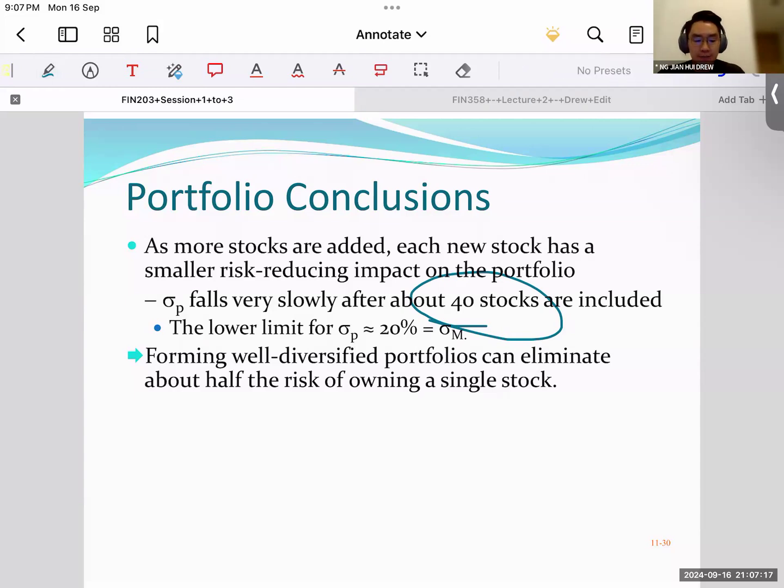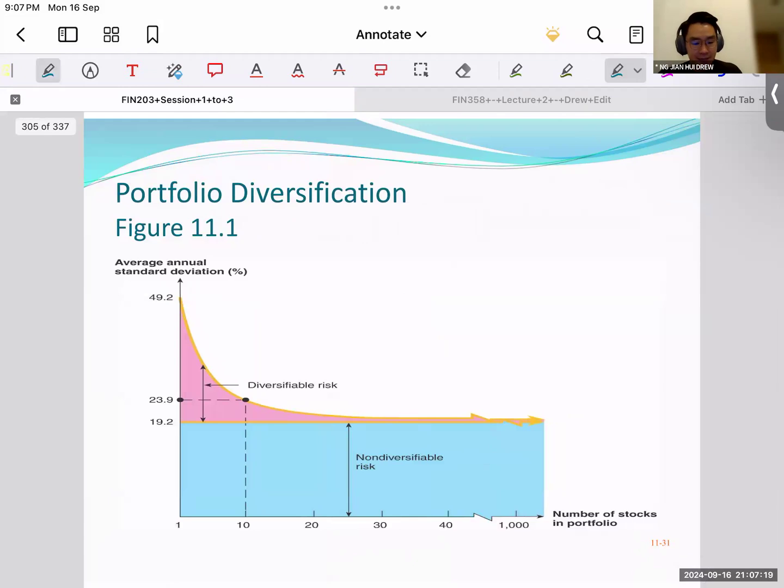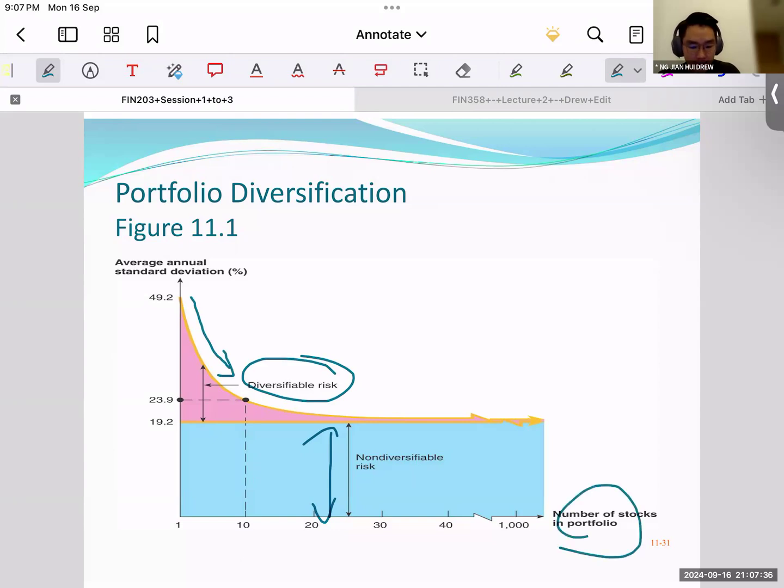This is the example that you see here. This portion, the blue, is the non-diversifiable risk or the systematic risk. Your diversifiable risk or unsystematic risk decreases as you add more and more stocks to the portfolio, and keeps decreasing until we hit around 40 stocks. After that, they're all diversified away already.